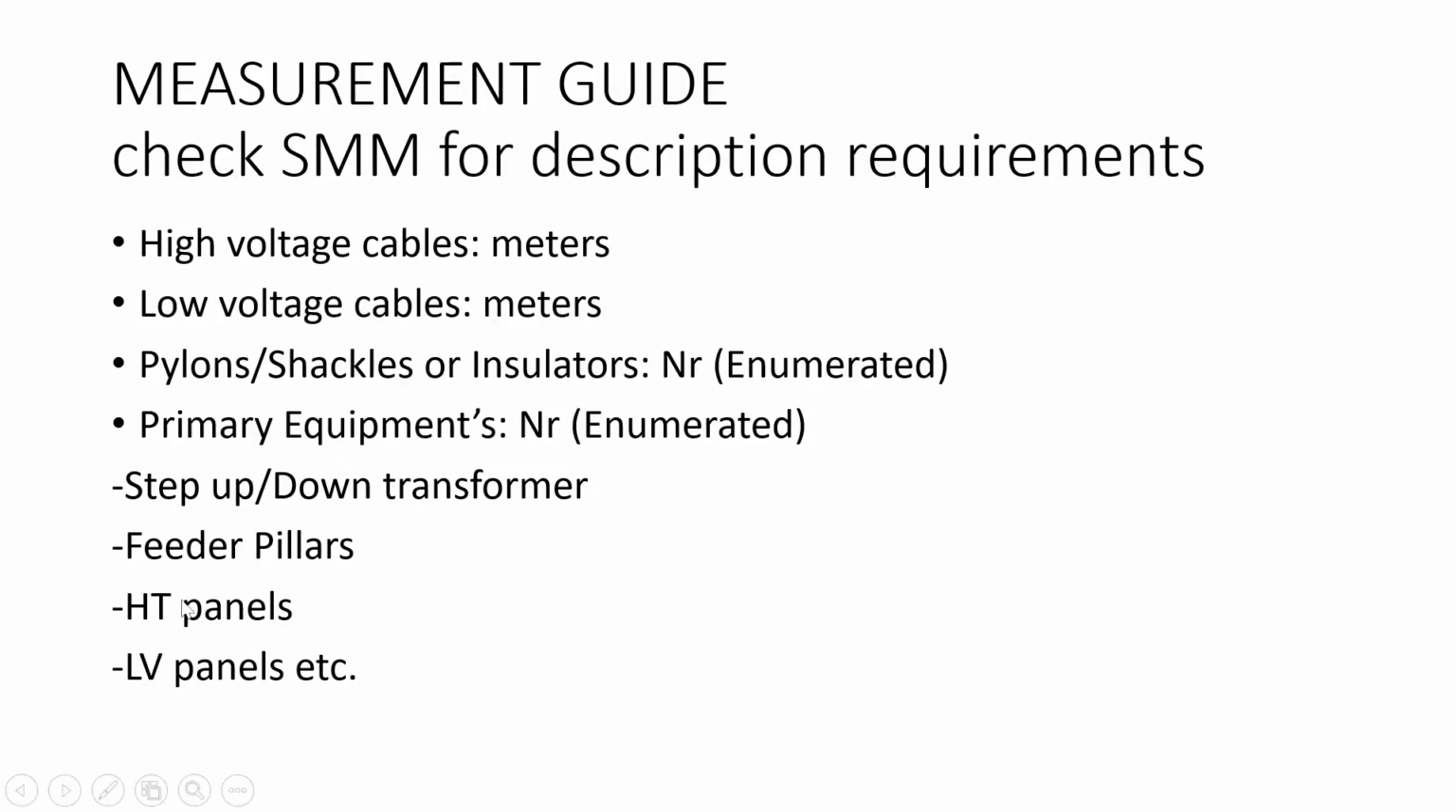So now your high tension panels are measured as enumerated items, meaning you should count. Your low voltage panels are also measured as enumerated items. So the last thing I was also going to put here are your fittings.